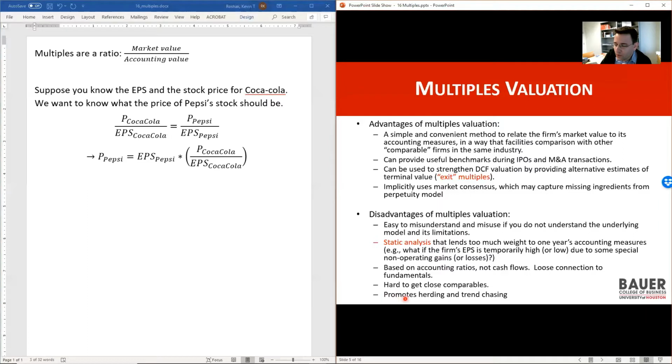And finally, you can worry about multiples promoting herding and trend chasing. So what do I mean by this? Well, suppose you're studying Pepsi and you want to figure out what the price of Pepsi should be. So you go through this exercise. Well, it should be equal to the multiple for Coke.